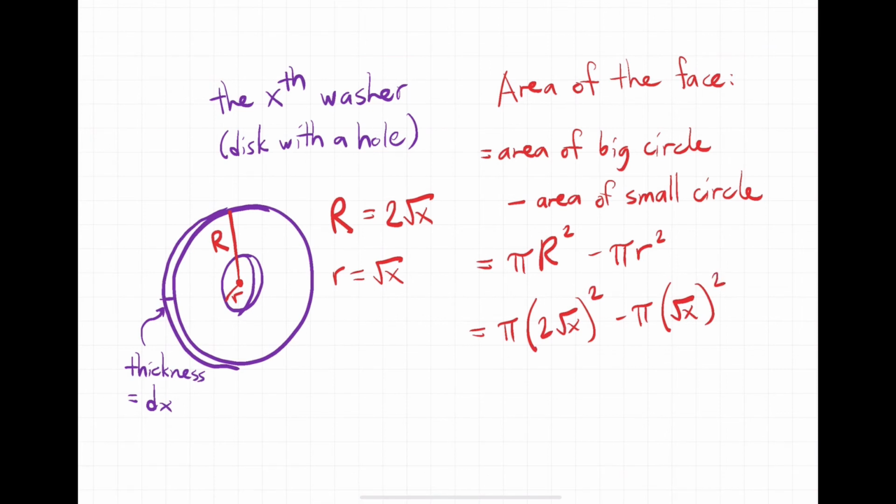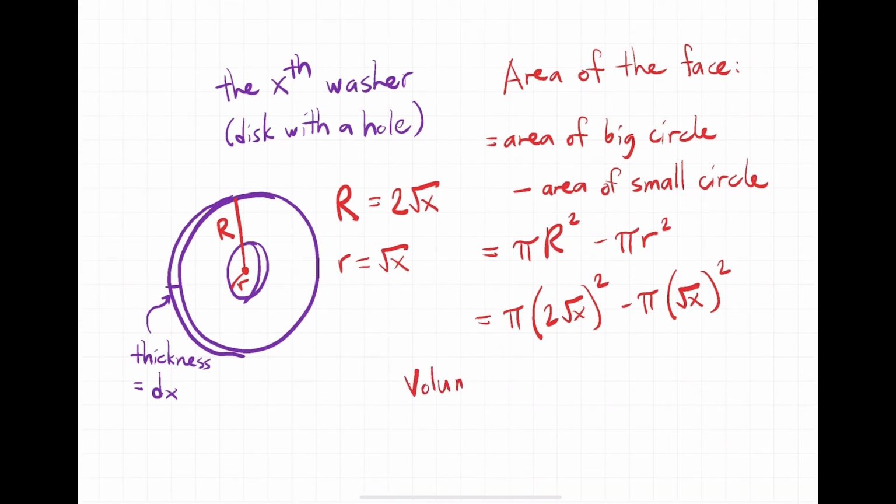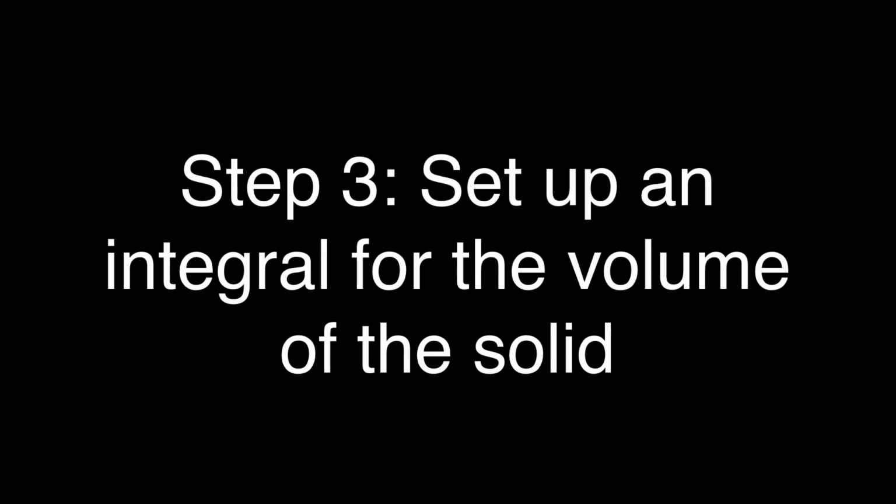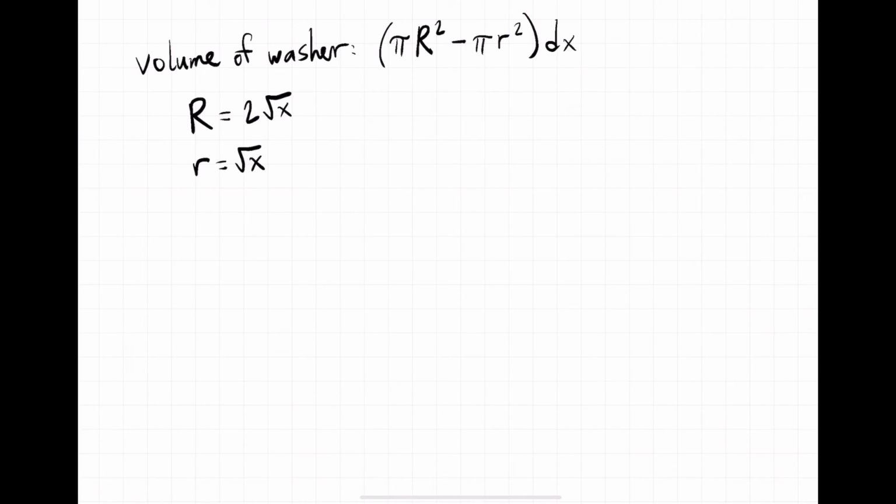Now, what we need is the volume of that washer. Well, that's just the area of that face of the washer times its thickness, which is going to be pi times big R squared minus pi times little r squared times dx. Now we're ready to set up our integral to find the volume of the entire solid of revolution. We know the volume of each individual washer. It's pi times the big radius squared minus pi times the little radius squared, that whole thing times dx. We just need to fill in our big and little radii, and in the case of the particular functions that describe our region, the big radius is 2 root x and the small radius is root x. So we can fill those in.